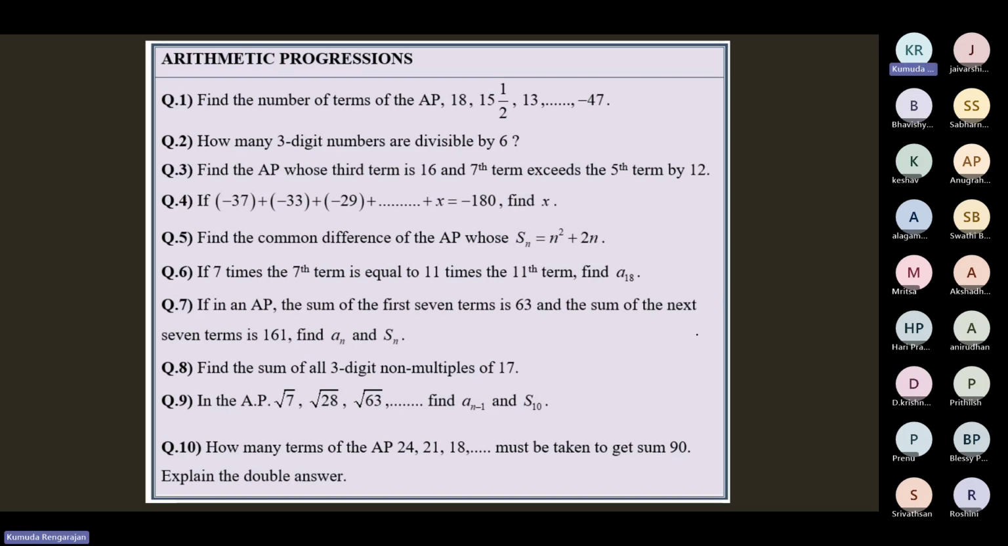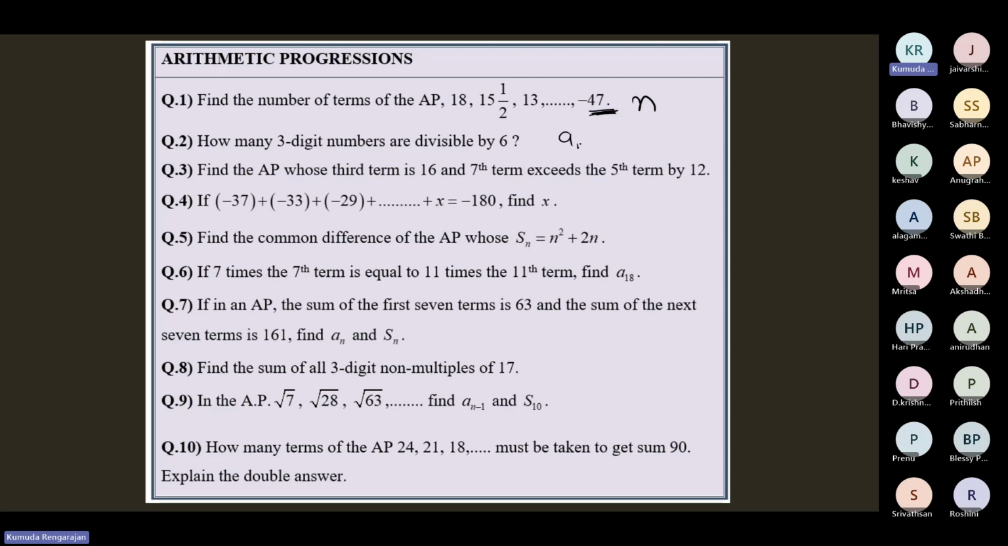Okay, fine. Tell me, find the number of terms of the AP 18, 15 and a half, 13 and so on till minus 47. Find the number of terms. So what should you find here? You must find the value of N. And which term of the AP will give you the value of N? Minus 47. Very good. The last term.